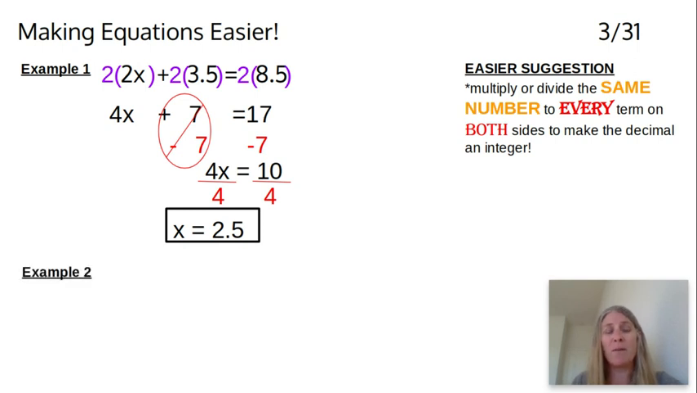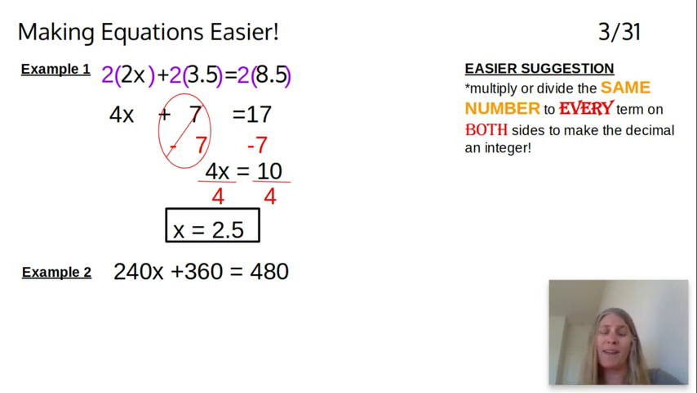We can do the same thing with example 2, only this time we're dealing with numbers that are really big. So we're going to do what we can to divide every term on both sides by the same number in order to make it smaller. I can see that there's a 0 at the end of each number, so I know that it's divisible by 10. And then I see 24, 36, 48. I know those are all divisible by 12. So I can divide everything on both sides by 120.